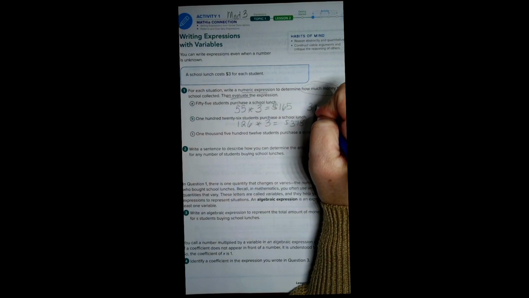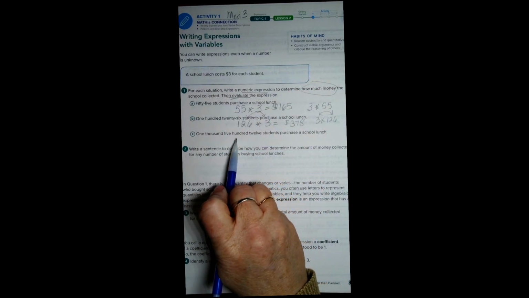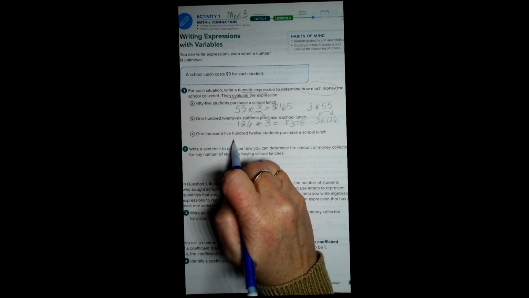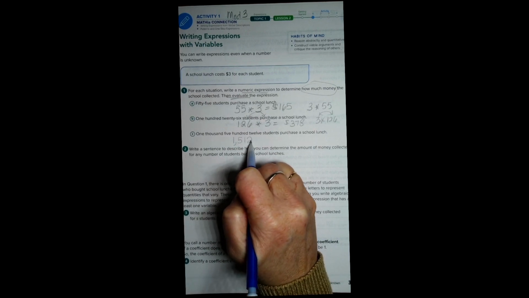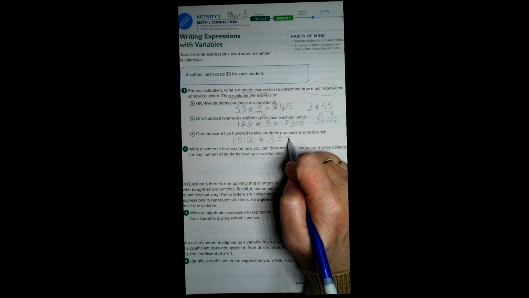And you could do 3 times 55. You're going to get the same thing. Or 3 times 126. You can switch those around, it's okay. 1,512 students purchase a school lunch. So 1,512, still multiplying by $3 for each student. So we have a total of $4,536 for that. So write a sentence to describe how you can determine the amount of money collected for any number of students buying lunches.